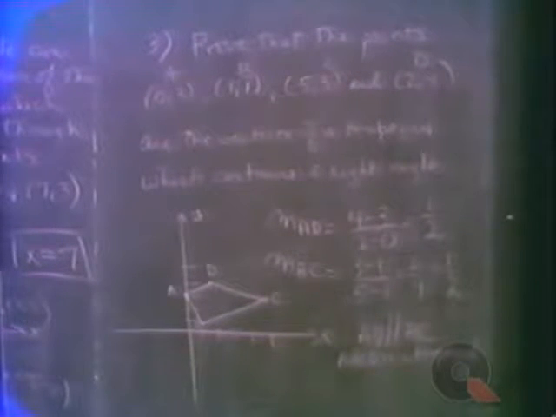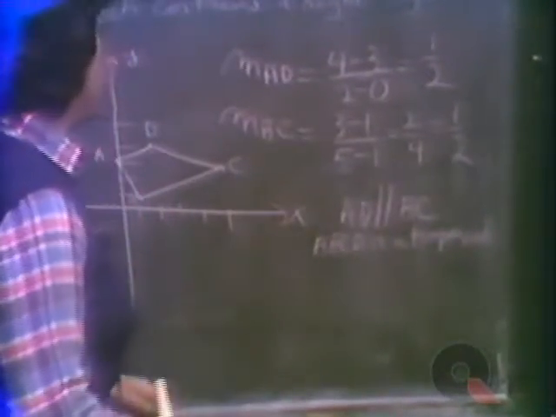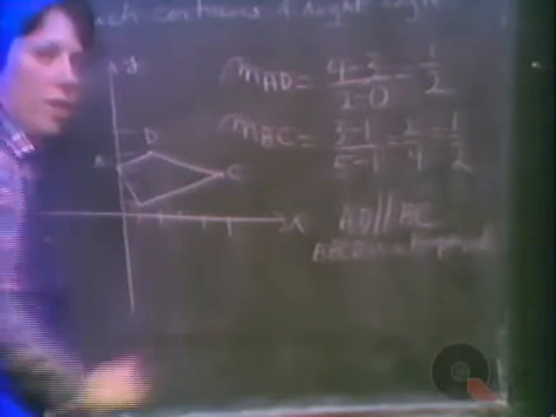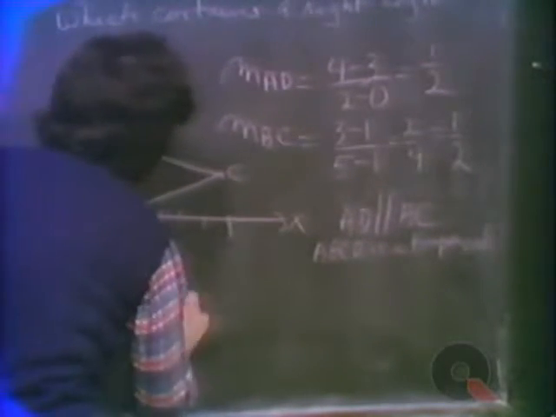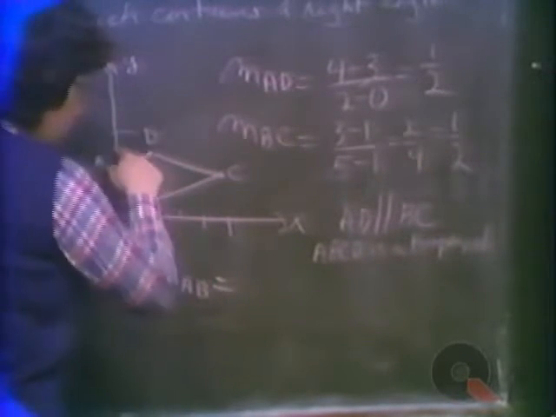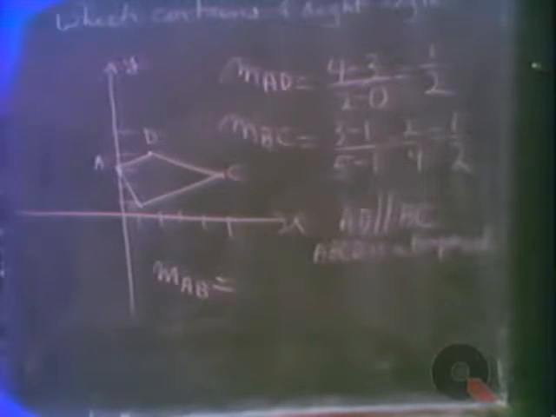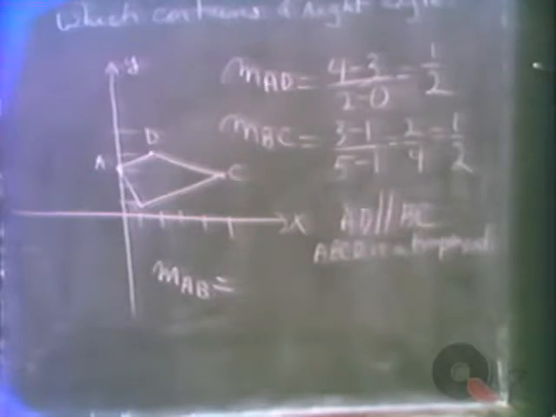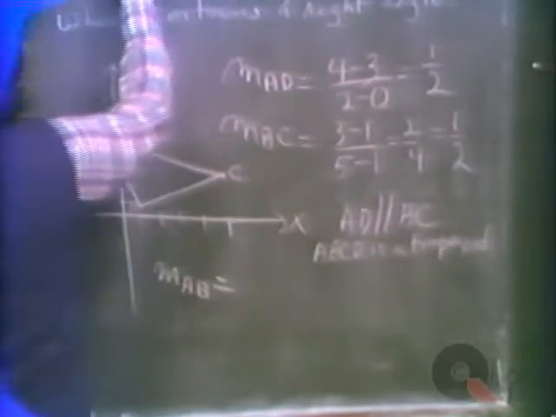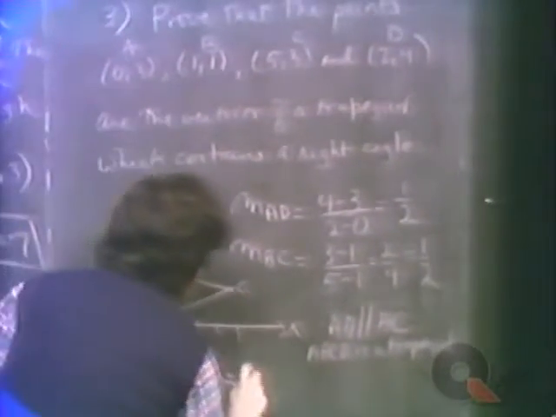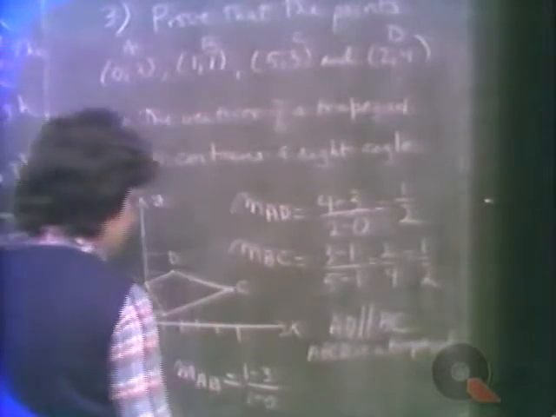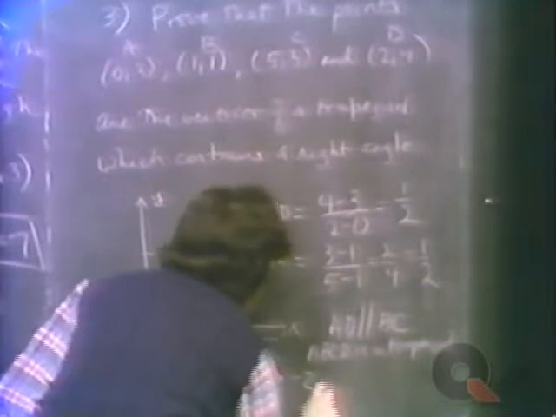Now I'm looking to show that there is a right angle in this trapezoid. Let's see, we know the slope of BC is 1/2. Looks like it might be a right angle over here, so let's work on that. Let's find the slope of AB. If we could show that it was a negative reciprocal of the slope of BC, we would show that angle B is a right angle. Okay, so the slope of AB is 1 minus 3 over 1 minus 0. y2 minus y1 over x2 minus x1. That gives us minus 2.